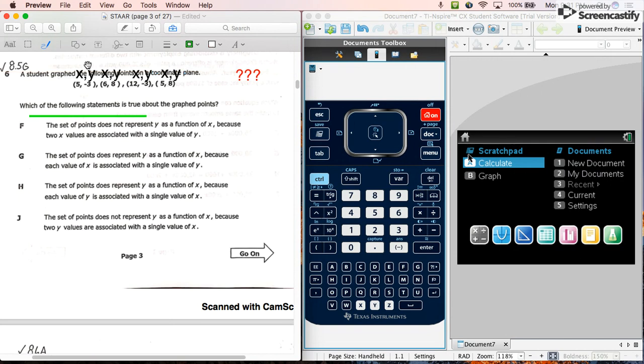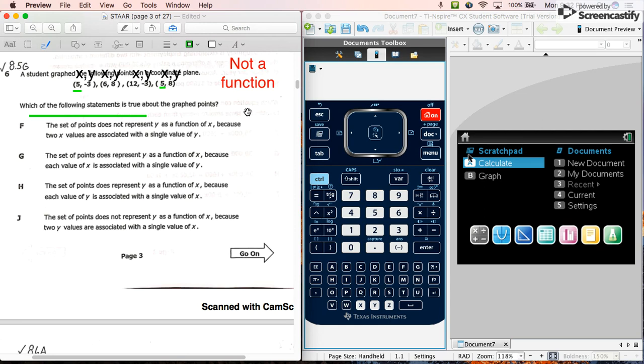Now, if I look, I have a 5 and a negative 3, a 6 and an 8, a 12 and a negative 3, and a 5 and an 8. I see that the domain of 5 is repeating. 5 repeats, so that means this is not a function. Not a function. So now I have to find which statement matches that.